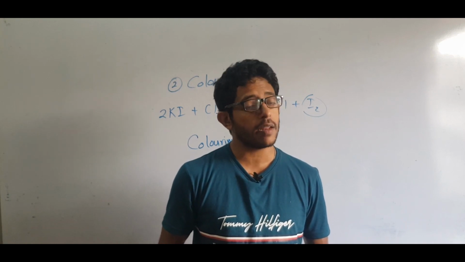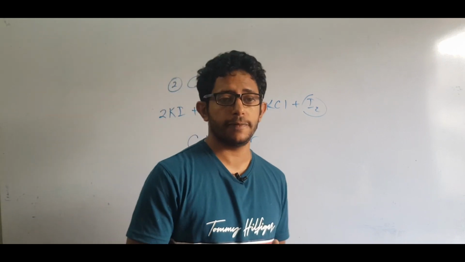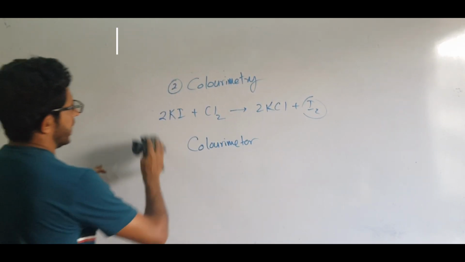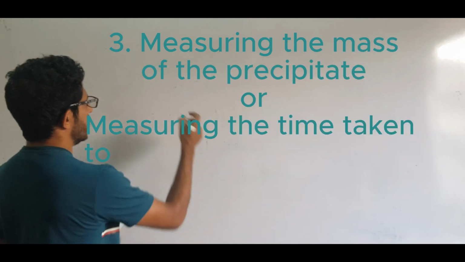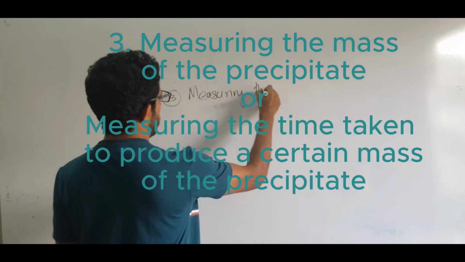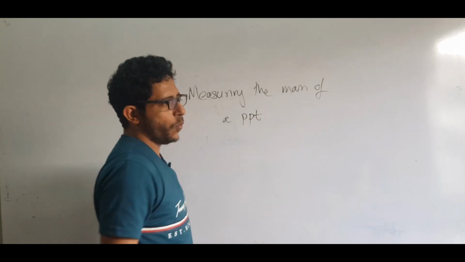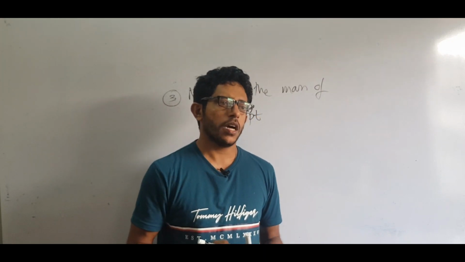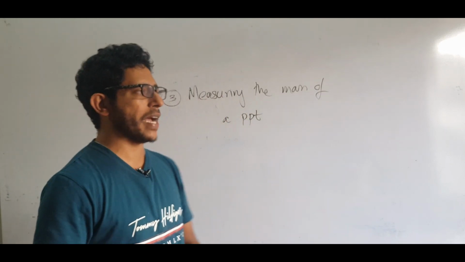So, colorimeter or colorimetry we can use to measure the rate of reaction if the reaction produces a color, that is number 2. Third one, if the reaction produces a precipitate, we can measure the mass of the precipitate, right. So, the third method, we can say, is measuring the mass of a precipitate. We can measure the mass of a precipitate, or we can check the time taken to produce a certain mass of the precipitate.